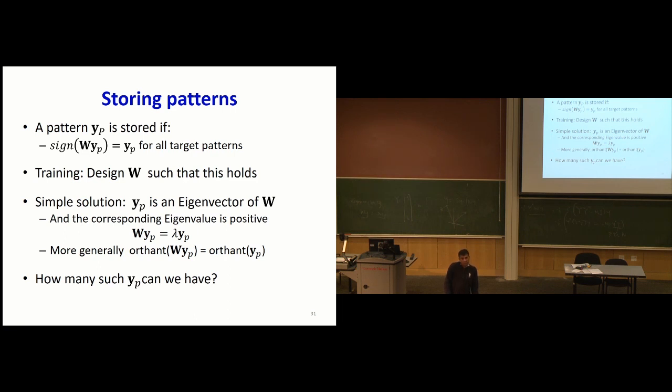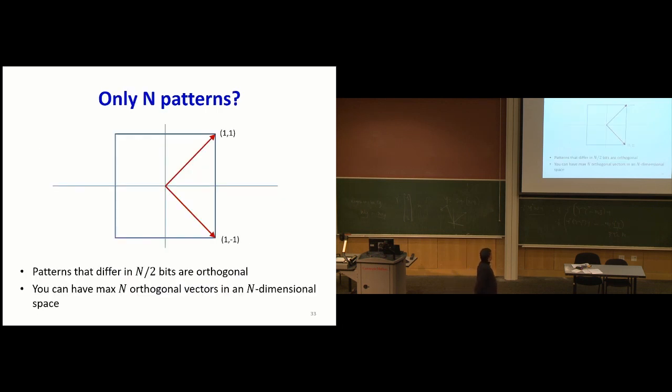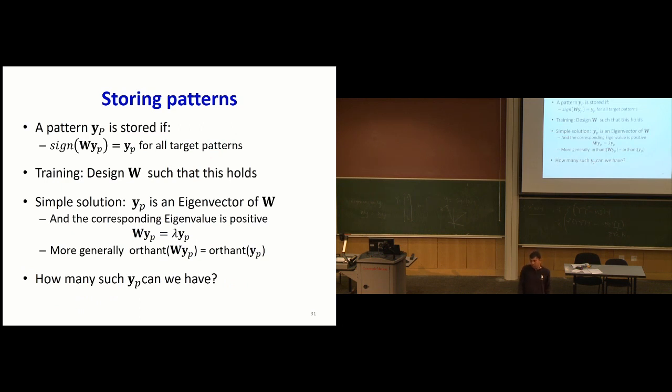I'm going to be able to store as many patterns as there are eigenvectors to w. Correct? Because each pattern is going to be stable. So here's a simple solution. My claim is, if I have n neurons, I can store up to n patterns. Why? Because an n cross n matrix can have n eigenvectors.